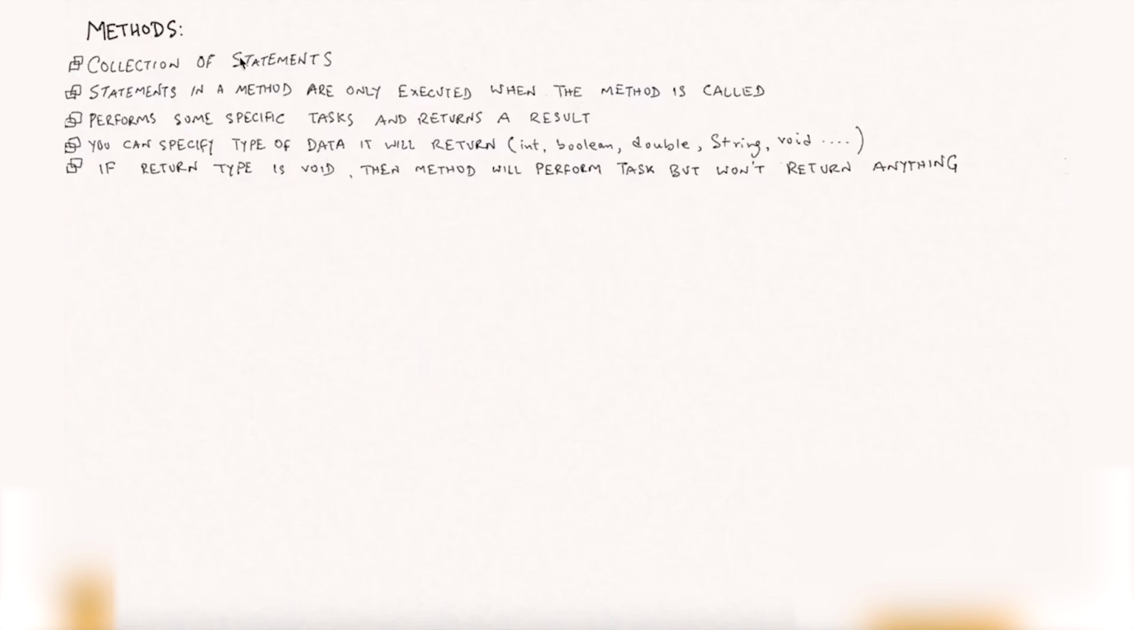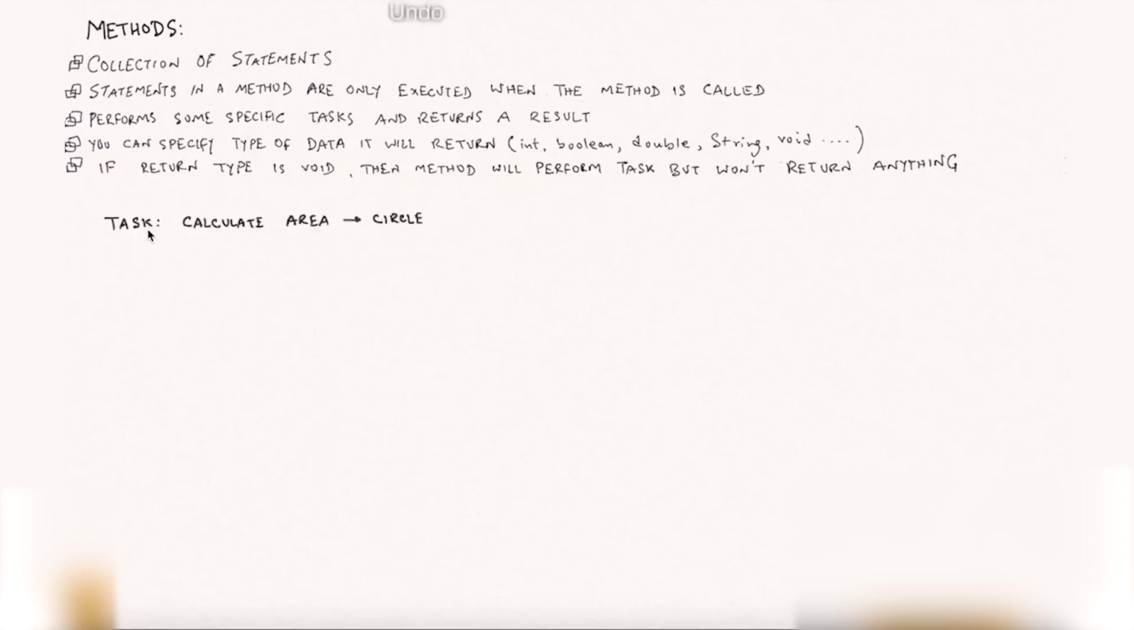Great. So now, keeping these things in mind, let's think of a simple task. A method performs some tasks, right? Or some specific task, right? So let's think of a specific task that we want to create a method for. Let's say we want to create a simple method that performs a simple task. And let's say that task is to calculate the area of a circle. Our task is calculate area of a circle.